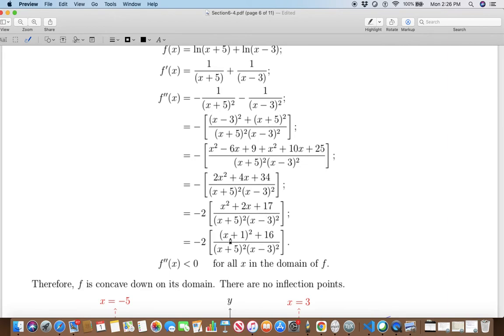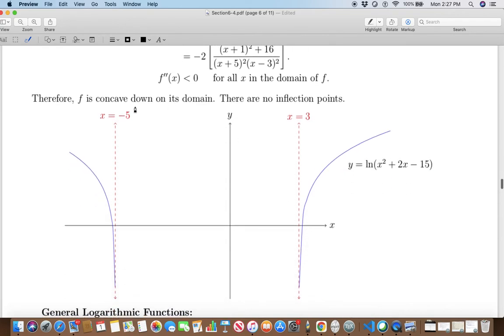Why did we do all this? Well, no matter what your input x, the numerator is going to be positive, because I'm going to add 1, square, and add 16. The denominator is a complete square, so everything here is positive. Outside I'm multiplying by a negative. That means the overall sign is going to be negative, less than 0. The second derivative is less than 0 for every x in your domain. So f is concave down on its domain.